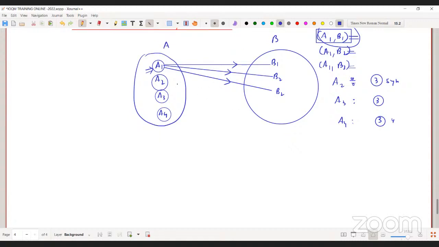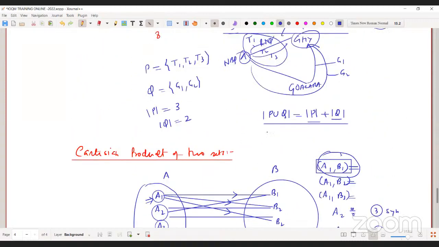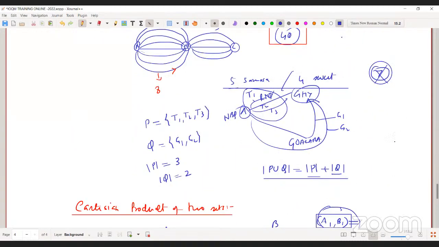Just remember what is being done here. There is a set A with some elements and set B with those elements. Now, can you go back to that diagram of trains that you drew earlier? Yeah. So here you see T1, T2, T3, G1, G2, G3. So P and Q are disjoint sets.